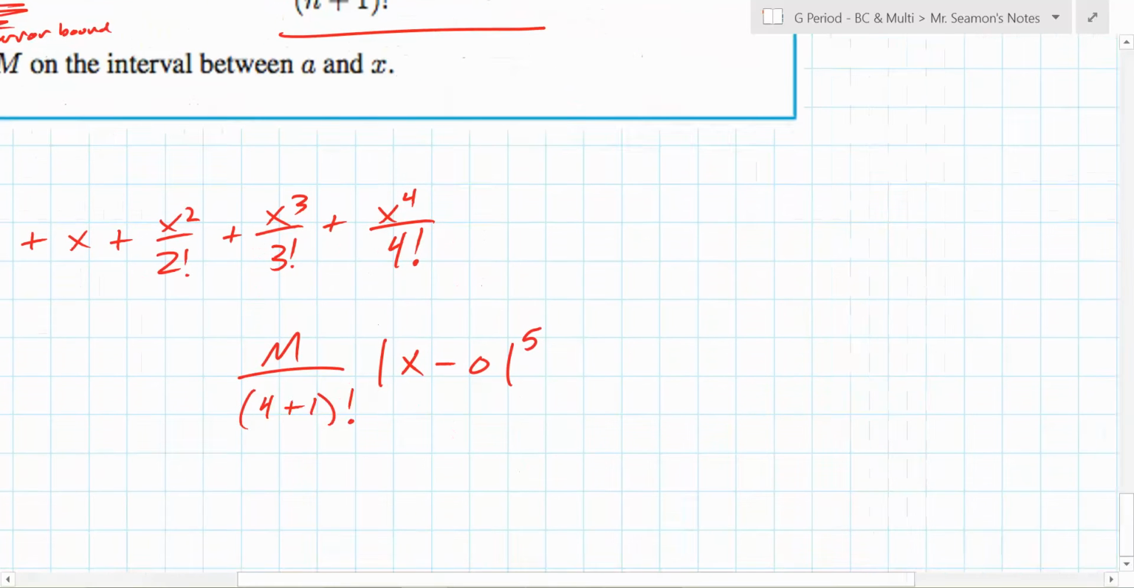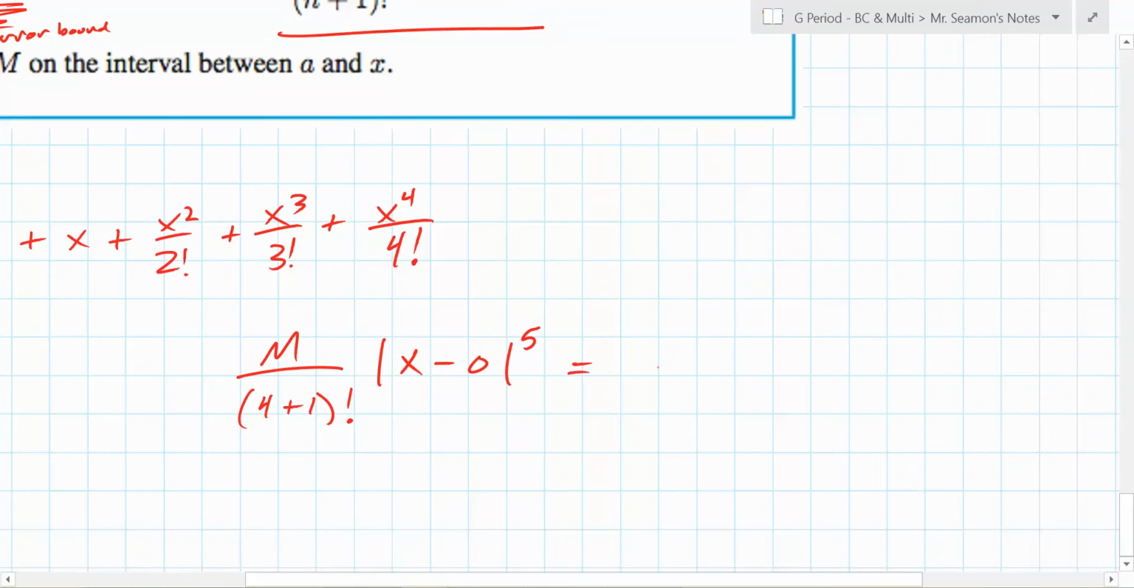So we can simplify this a little bit here. What do we have here? M over what? 5 factorial. Nice. X to the what? 5th. So we'd really like to find m at this point. We'd like to find m at this point.